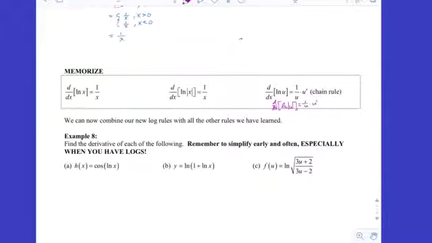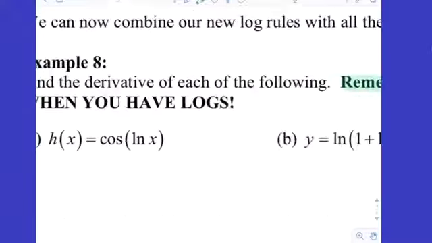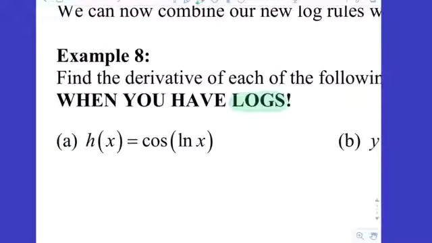All right, so let's try example 8. Find the derivative of each of the following. Now, it is kind of nice to get this reminder to simplify early and often. We now are going to add a little addendum to the end of that. Simplify early and often, comma, not period, or exclamation point, perhaps is a better way to say it. Especially when you have logs. Why would you want to remember to simplify when you have logs? They make molehills out of mountains. Yeah, very good, very good.